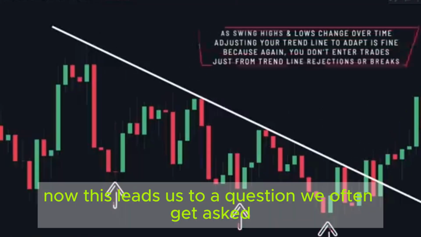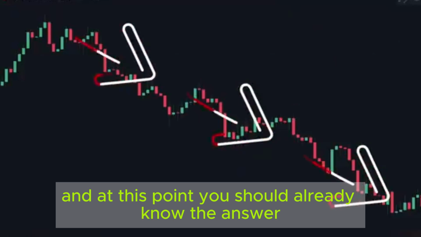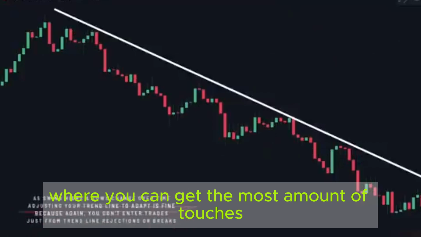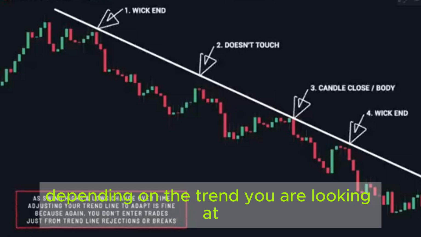Now this leads us to a question we often get asked, which is, do you draw your trend line through the candle closes, candle bodies, or wick ends? And at this point, you should already know the answer, which is to draw your line in an area where you can get the most amount of touches, meaning the line you draw will hit both wicks and candle bodies, depending on the trend you are looking at.